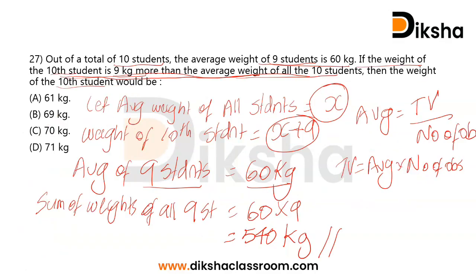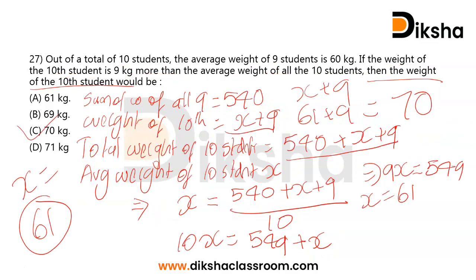Okay, so I hope you are clear regarding the question. First, what we have done, we took the average weight of all students as x. The weight of the 10th student is x plus 9 because it's directly given in the question. Now the average of 9 students is 60 kilograms, from which we get the sum of weights of all 9 students as 60 into 9, which is 540. Now the sum of all 9 students is 540, and the weight of the 10th student is x plus 9, which gives the total weight of 10 students as 540 plus x plus 9.